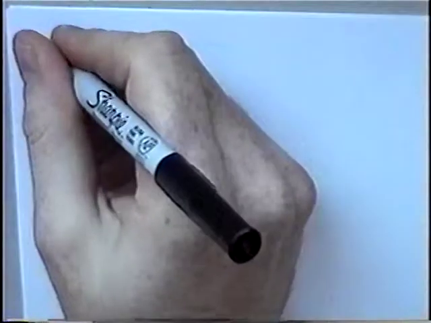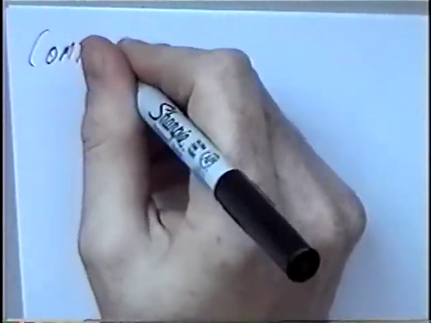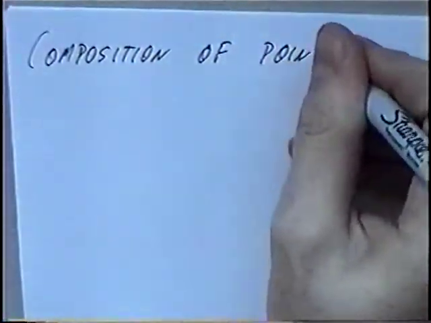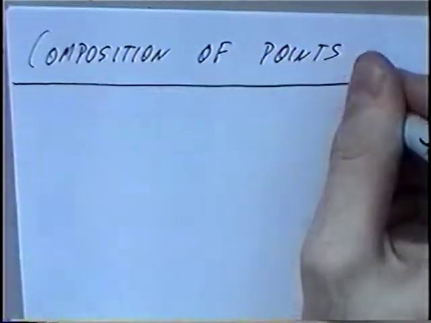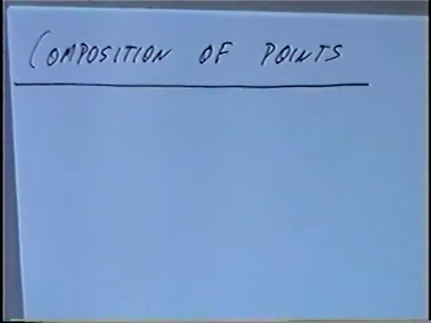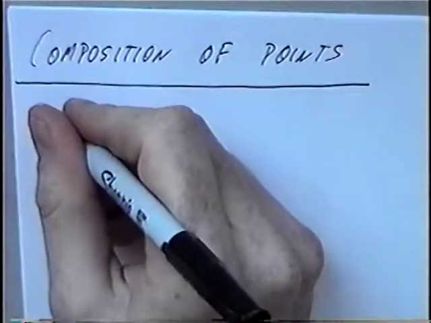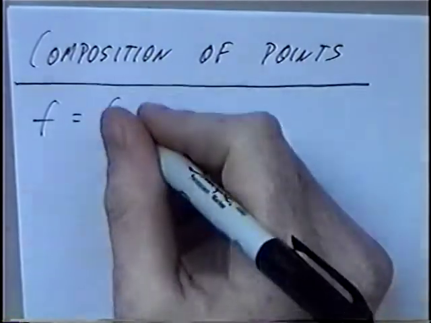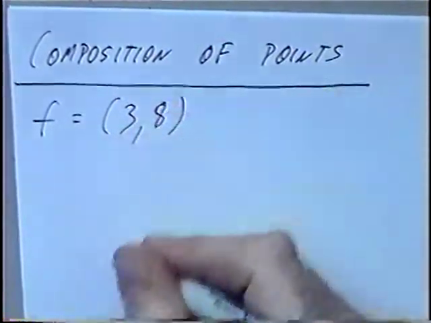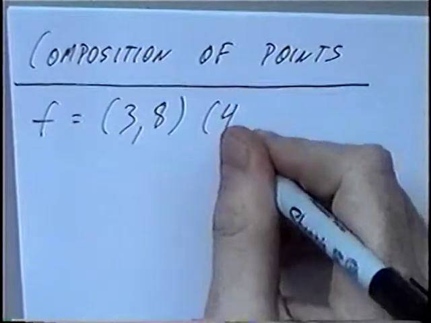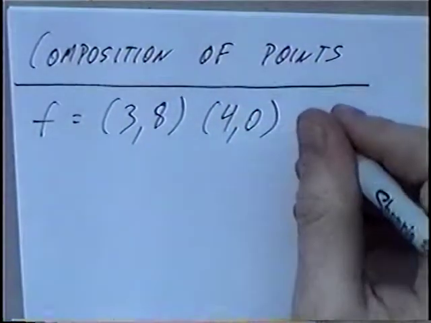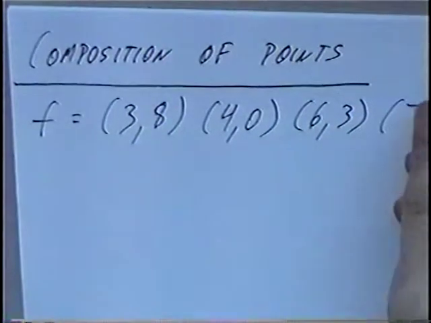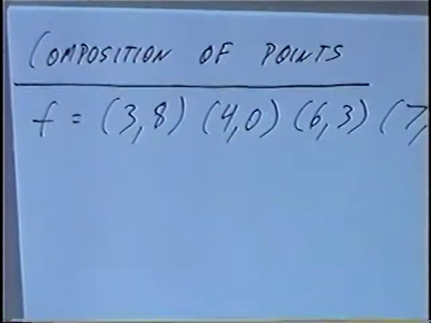Title of the last section today is Composition of Points. In this section, we'll take the composition using sets of points. In this question, f, instead of a function, f equals a set of points. The first point is 3, 8. The second point is 4, 0. The third point is 6, 3. And the last point is 7, -1.